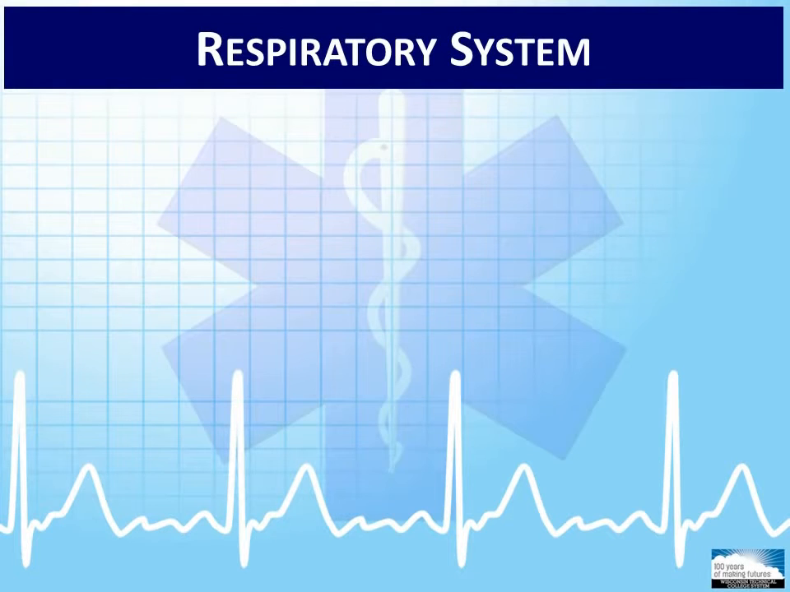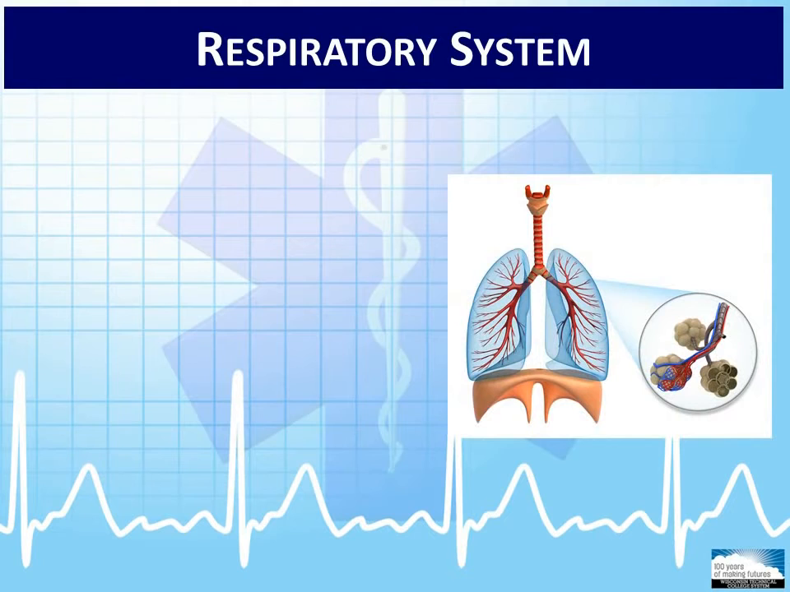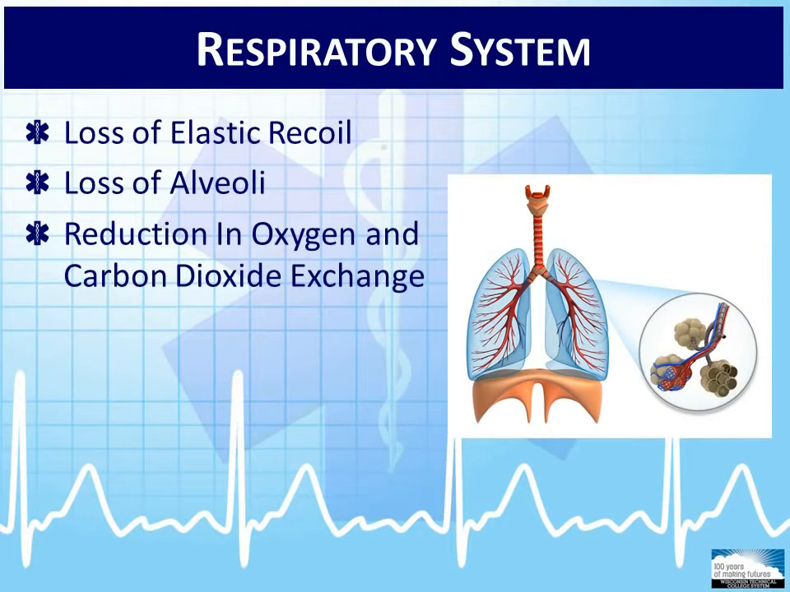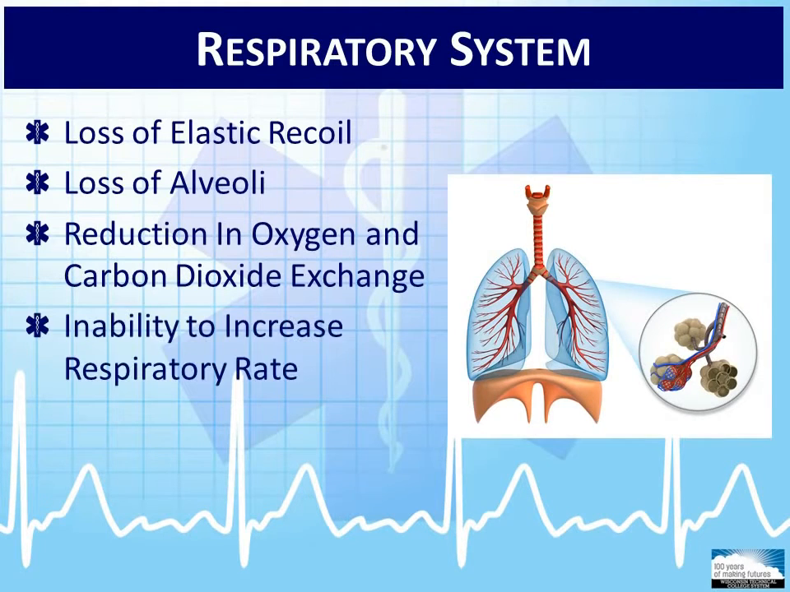Anatomical, physiological, and pathophysiological changes that occur in the respiratory system over time include the following: loss of elastic recoil in the chest wall, resulting in air trapping and an increase in dead space within the lungs and residual volume. Loss of alveoli, reduction in oxygen and carbon dioxide exchange, an inability to increase the respiratory rate, and a decrease in the size and strength of the respiratory muscles, leading to a decreased ability for the patient to compensate.